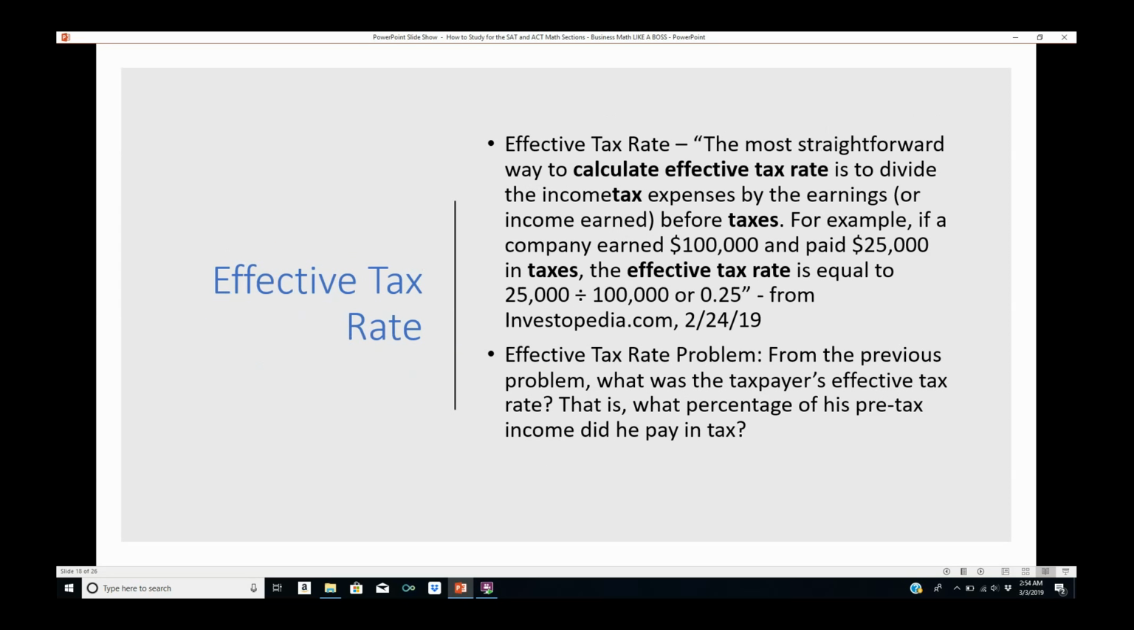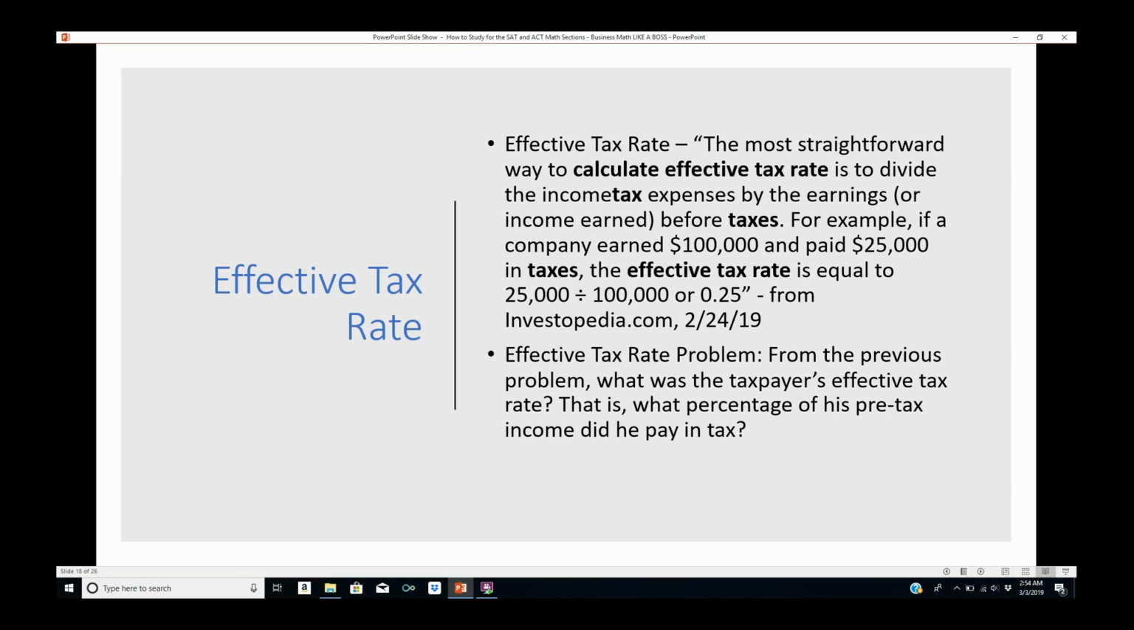Now, the effective tax rate is what you really pay in taxes, the real percentage, not the maximum tax rate. The most straightforward way to calculate an effective tax rate is to divide the income tax expenses by the earnings or income earned before taxes. For example, if a company earned $100,000 and paid $25,000 in taxes, the effective tax rate is equal to $25,000 over $100,000 or 0.25, which is 25%. And that's from Investopedia.com from February 24th of this year.